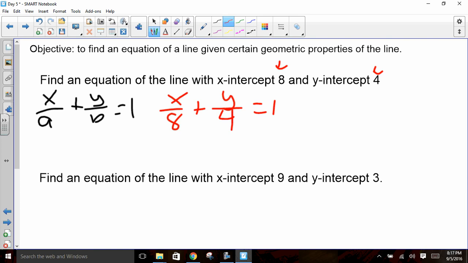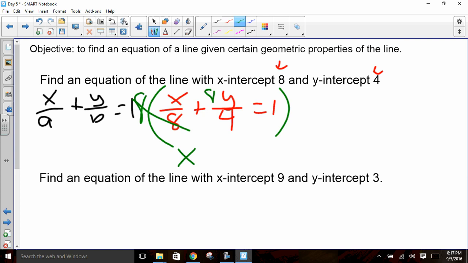Now, I don't really like seeing equations with fractions, so I'm going to get rid of the fractions, or the denominators, by multiplying by the biggest number. Well, 8 is my biggest number, so I'm going to multiply everything by 8. That means my 8's cancel, and I'm left with x.